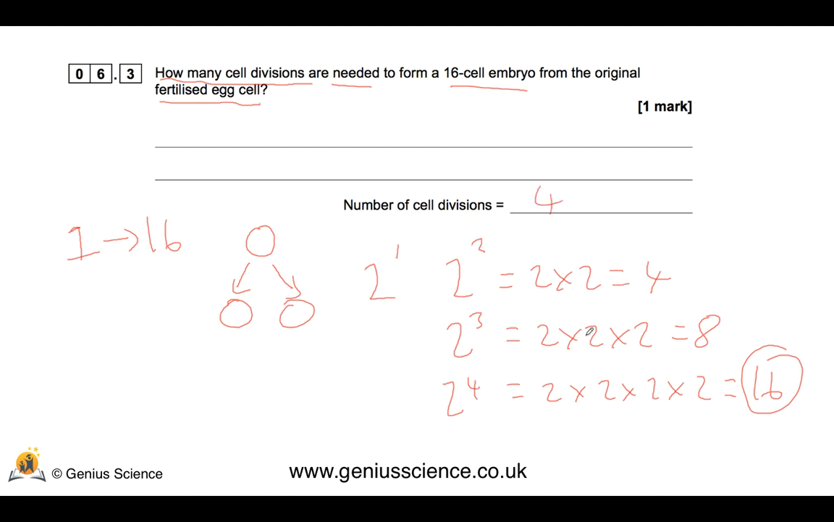Now, if you're not comfortable using the standard form way of doing this, you could, if you wanted to, just draw it out. 1 becomes 2, 2 becomes 4, 4 becomes 8, 8 becomes 16, but it can get a little bit messy, but you would always get to the right answer doing it that way.